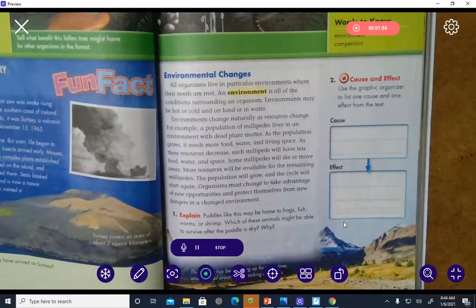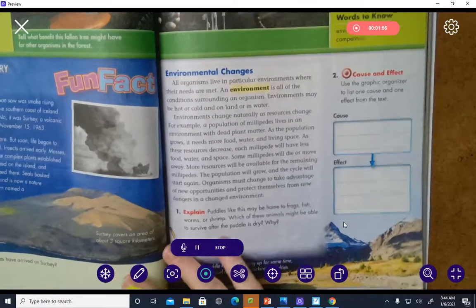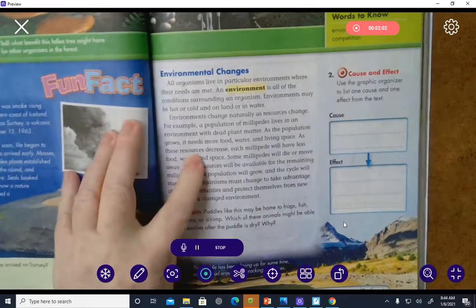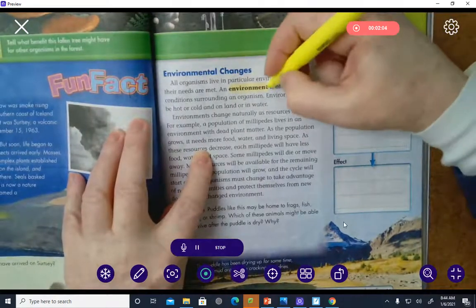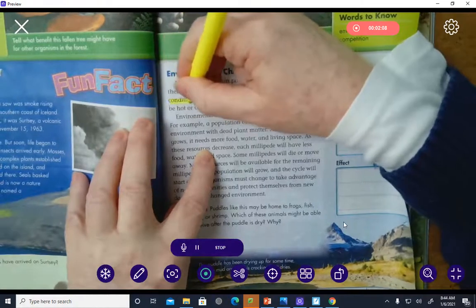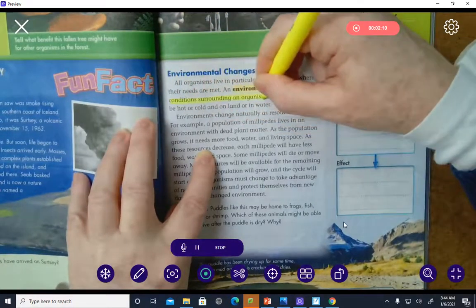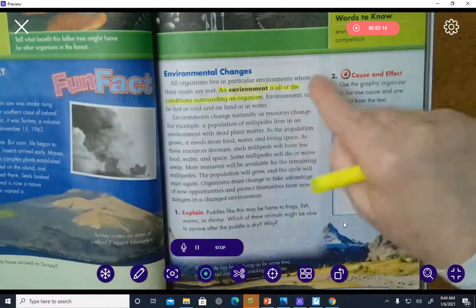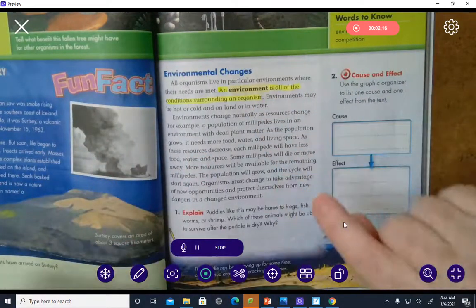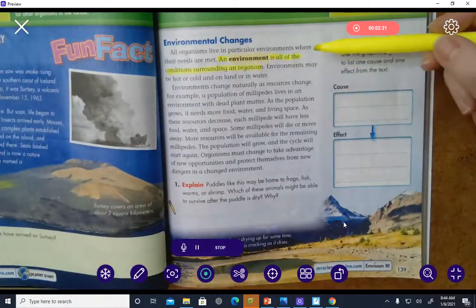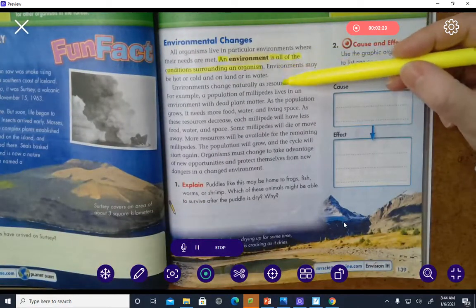Environmental changes. All organisms live in particular environments where their needs are met. An environment is all of the conditions surrounding an organism. So I am going to put, is all of the conditions surrounding an organism. That's an environment. Remember, we don't use everything. If you use it, then it's considered part of your habitat. Environments may be hot or cold and on land or in water.